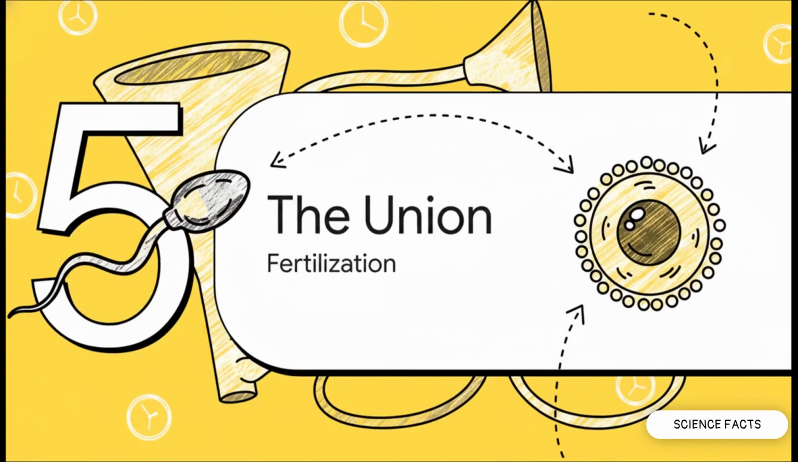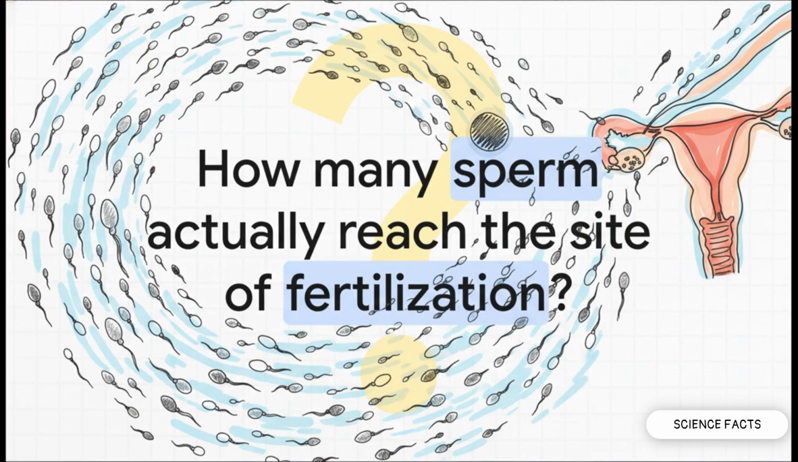Finally, Section 5, the union, fertilization. So if all the timing aligns perfectly, our two cellular heroes finally converge in the ampullary region of the uterine tube. That's the widest part of the tube, right up close to the ovary. But before we look at the exact cellular mechanics of how they merge, I have a quick trivia question for you, just to put the staggering odds of reproduction into perspective. Out of the roughly 200 to 300 million sperm initially deposited in the female tract, how many do you think actually survive the journey to reach the ampulla?